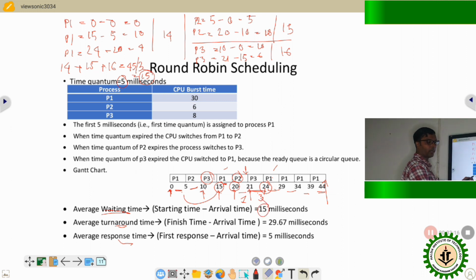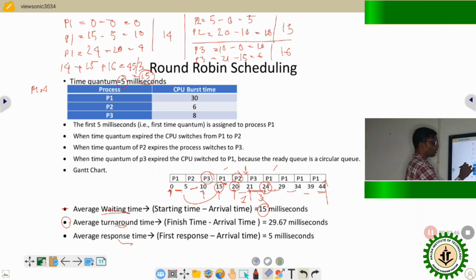That is the average waiting time. This is how we can calculate the average waiting time for the round robin algorithm. Now consider the average turnaround time, finish time minus arrival time. So what is the finish time of process P1? For process P1 we are considering the turnaround time. For process P1 the finish time is 44.